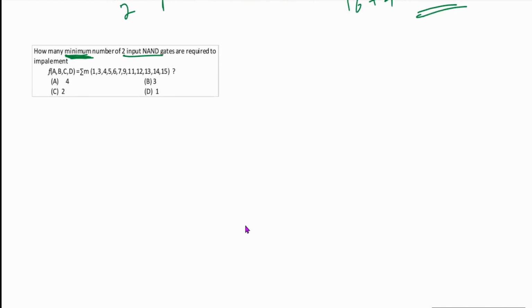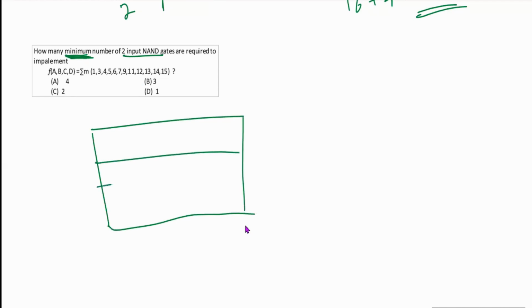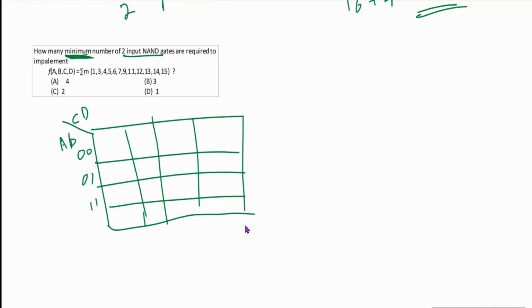If I draw a four variable K map, this is 0 0, 0 1, 1 1 and 1 0. This is also 0 0, 0 1, 1 1 and 1 0. You know that the cells are numbered 0 1 2 3 4 5 6 7 8 9 10 11 12 13 14 15. These are the places. So if you substitute all those terms here, you will get this schema.